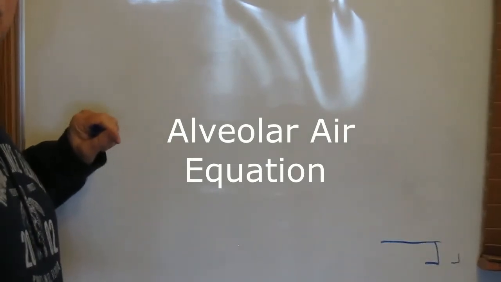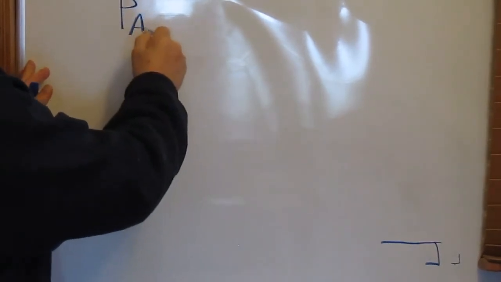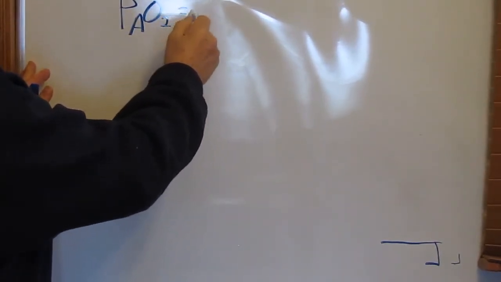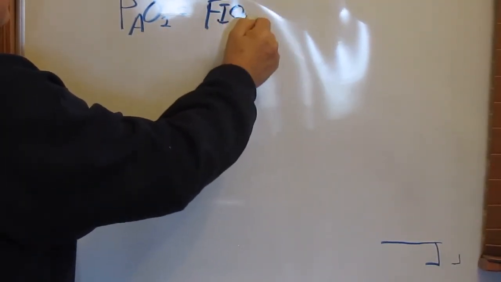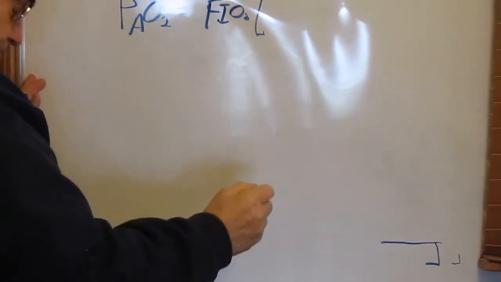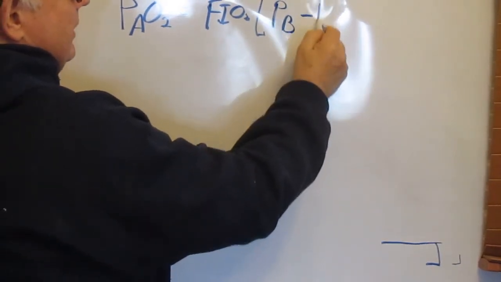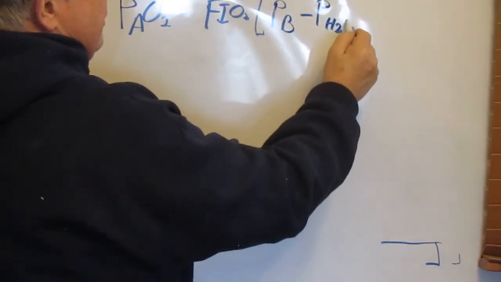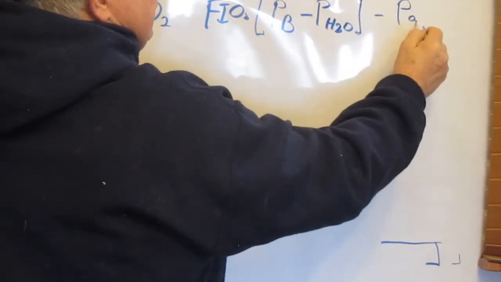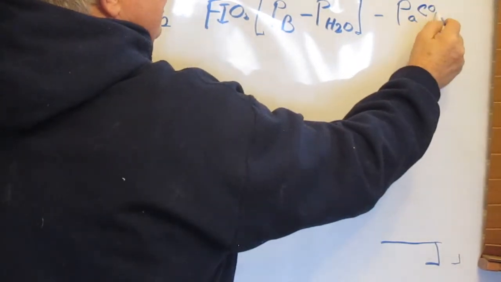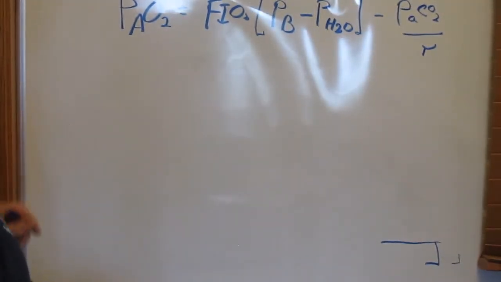The Alveolar Air Equation is: pressure in the alveoli of oxygen equals fraction of inspired oxygen times the barometric pressure minus the pressure of water vapor, minus the pressure in the alveoli of CO2 divided by R, the respiratory quotient.